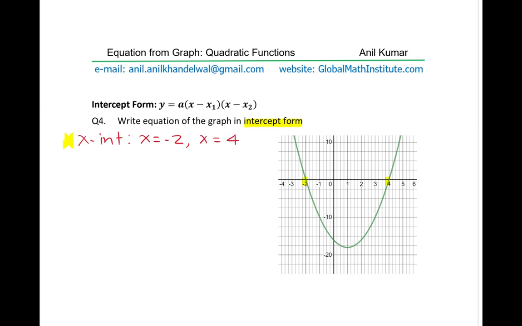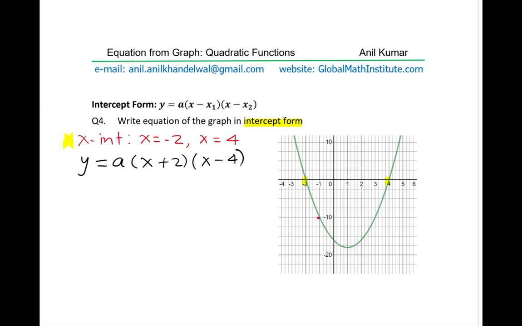Now, since these are the two x-intercepts, we can write down the equation as y equals a times x minus -2, it becomes +2, times x minus 4. To get the value of a, we need to identify one more point on the curve. Now, a good point seems to be right there. So we could use this or that, either one of these points.